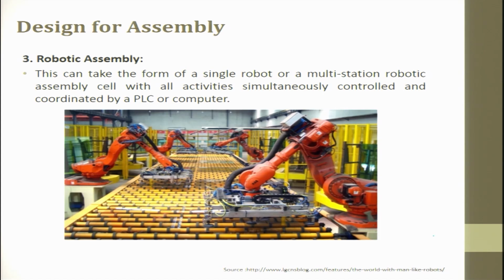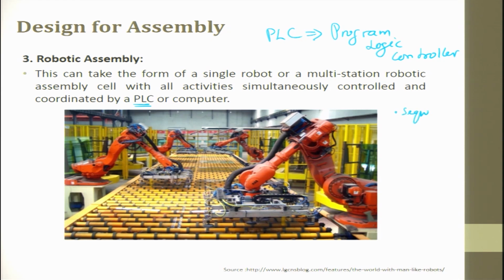This is robotic assembly. So, this can take the form of a single robot or a multiple station robotic assembly cell with all activities simultaneously controlled and coordinated by a PLC. PLC is programmable logic controller. So, it says, okay, first this operation happens, that operation happens, third operation, fourth operation, fifth operation, and if at all there is any problem in the first or second, it goes to an emergency stop, and then you also do sequencing with respect to time.